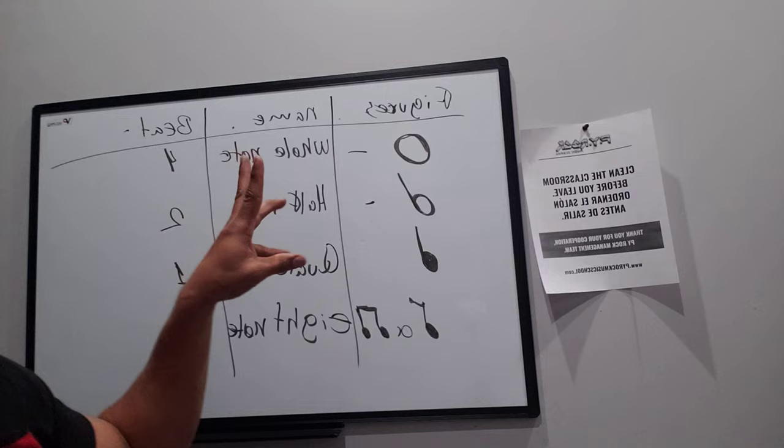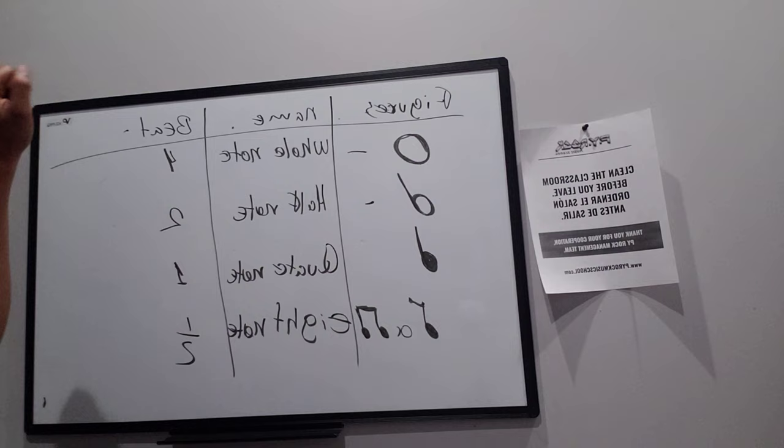In the 4 beats, we get 2 of those half notes. We have to hit 2 times. Say 1, 2, 3, and 4.